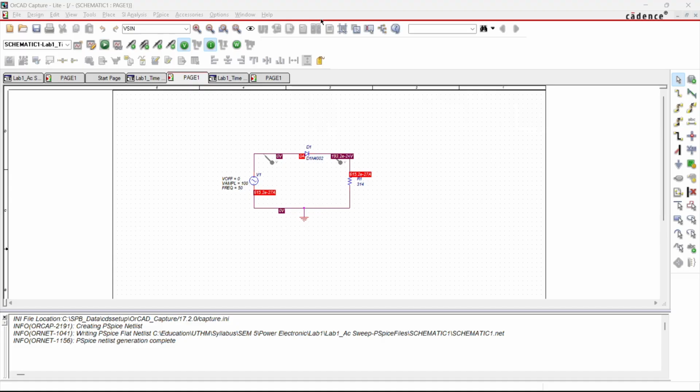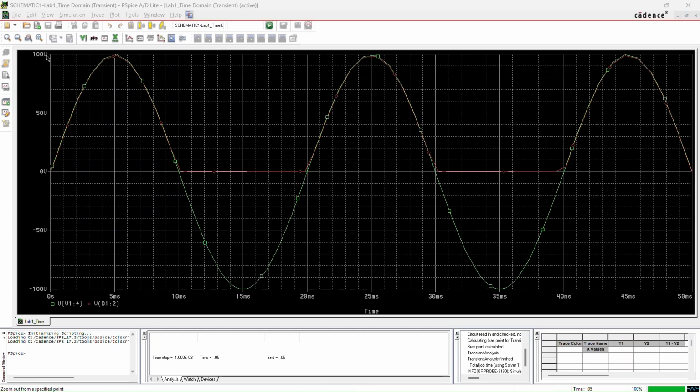After we run the simulation, we get our graph like this. This is our graph for time domain transient with R load. After this I will show you the graph with R and inductance load.